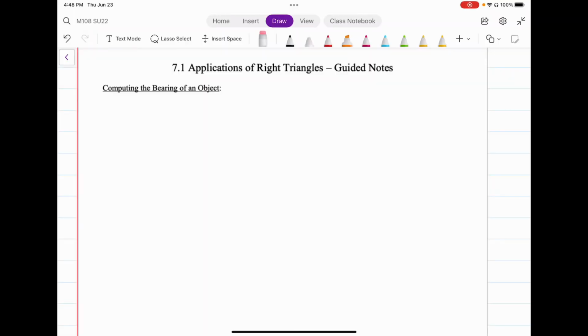Computing the bearing of an object is used to convey the angular relationship from one point to another. So if you have 2 points, the bearing is the degree measure of the acute angle formed by the ray and the north-south line. So it's all in relation to the north-south line. When we have our unit circles and we're drawing reference angles, those are in relation to the horizontal x-axis. Bearings are computed north-south, which is the y-axis.